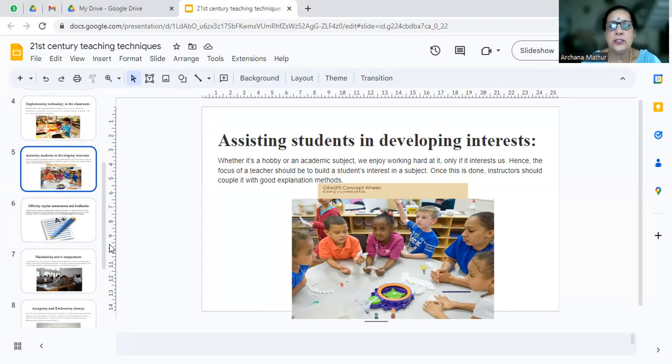So the focus of a teacher should be to build a student's interest in a certain subject. Even if you want their interest to change, you have to do something. You have to present it in such a way, you have to manipulate it so that the student is able to develop interest in that particular subject, because some of them are compulsory. And so once this target is achieved, I'm sure instructors will be able to couple it with good explanation methods. And so half your battle is won.